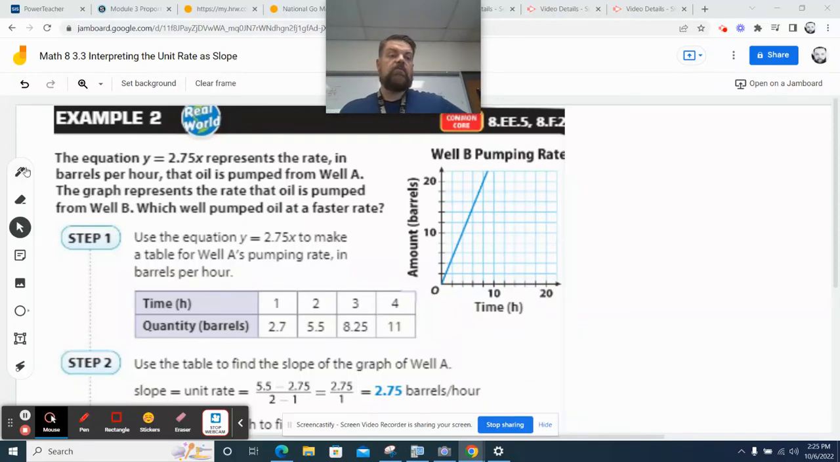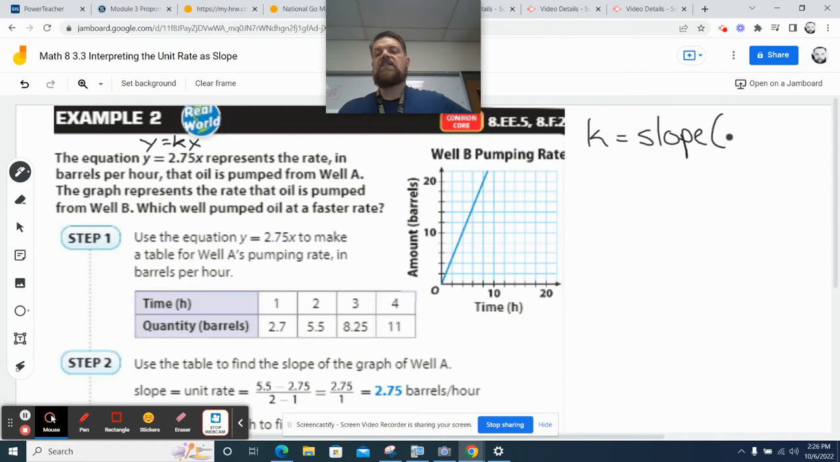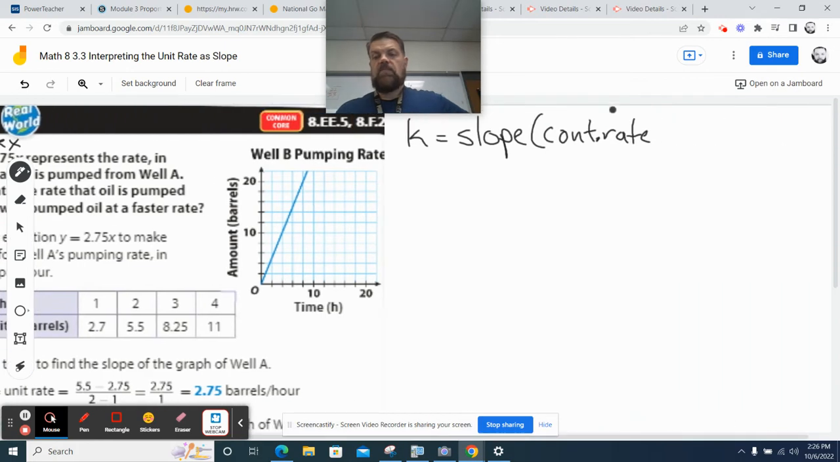So right from the beginning, before I even start reading, notice that this looks like y equals kx. So here's a couple of things. K is like the slope. But technically, we call it the constant. You guys should be writing this down somewhere. Rate. So I'm just going to say constant rate of proportionality.